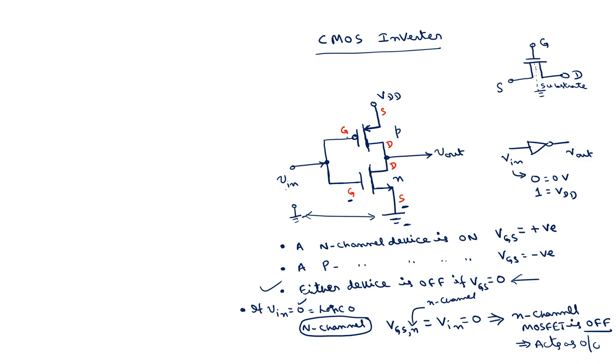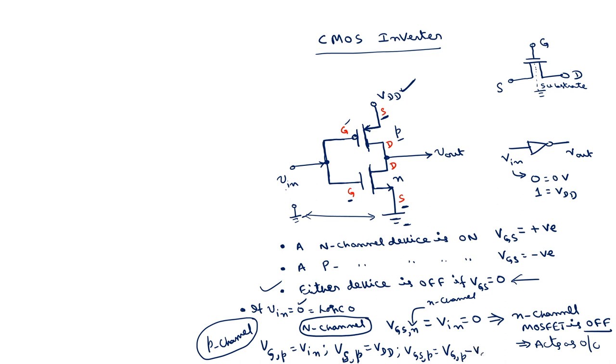What is VG? VG of P channel. VG comma P means the gate voltage of P channel device. This is directly connected to Vin, so this is equal to Vin only. And what is the source voltage of P channel? This S stands for source, this P stands for P channel. So this is the source voltage of P channel, which is nothing but VDD. Therefore, what is VGS P? P channel VGS voltage is nothing but VG comma P minus VS comma P.